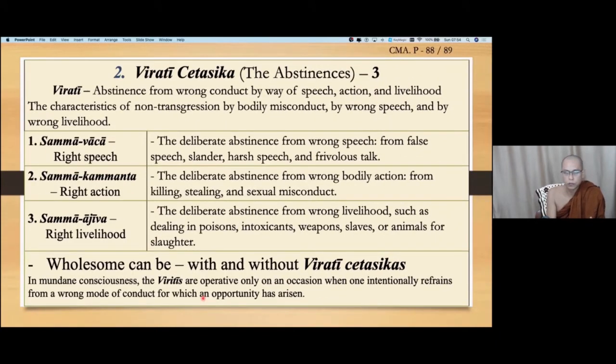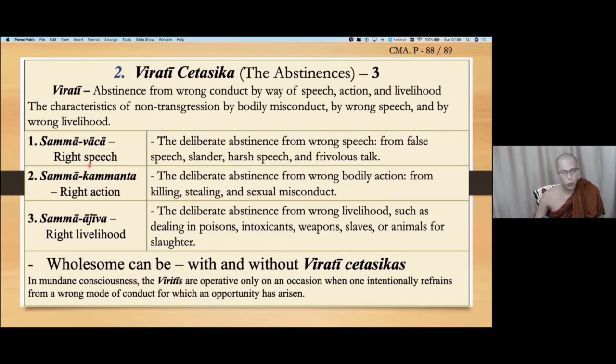As a second group of the beautiful mental factors, there are 3 virati. So abstinence. Here, virati are called abstinence from wrong contacts by way of speech, action, and livelihood. That's why they are divided into three mental factors. But they share the same nature, abstinence from wrong contacts. Here the characteristic is non-transgression by bodily misconduct, by wrong speech, and by wrong livelihood. So here, non-transgression is the characteristic. They share the same nature, but the abstinence from what will make them different.